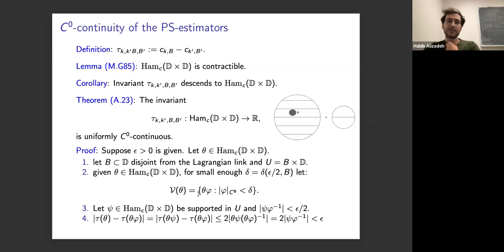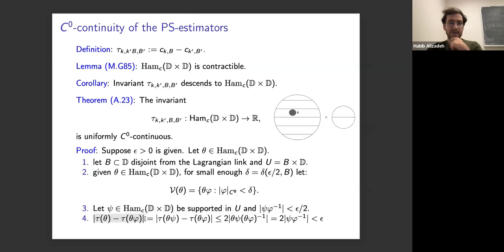So let's take this delta, and then define the C0 neighborhood of theta, nu of theta, by just these elements. You take all the C0 small Hamiltonians, and you multiply by theta, you get a neighborhood of theta. And then let psi be supported in U, and the Hofer distance from phi to be smaller than epsilon. So the existence of this psi was proved before in that theorem that I just explained. So you actually have a psi that is supported in this small disk times this right-hand side disk, and it is close to phi in the Hofer distance.